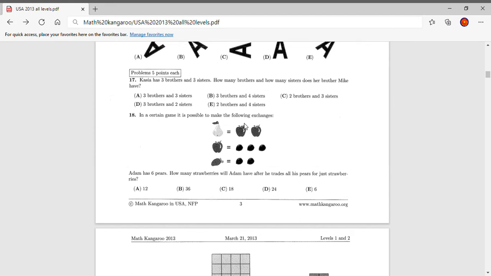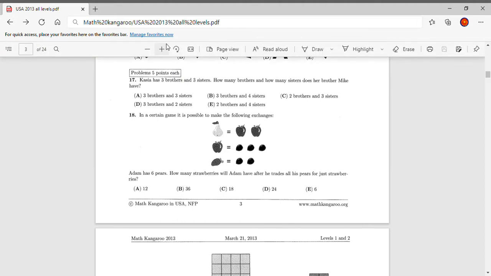For this video, I will be going over the 5-point problems for the Math Kangaroo 2013 test for levels 1 and 2 in the USA. So let's get started with number 17.